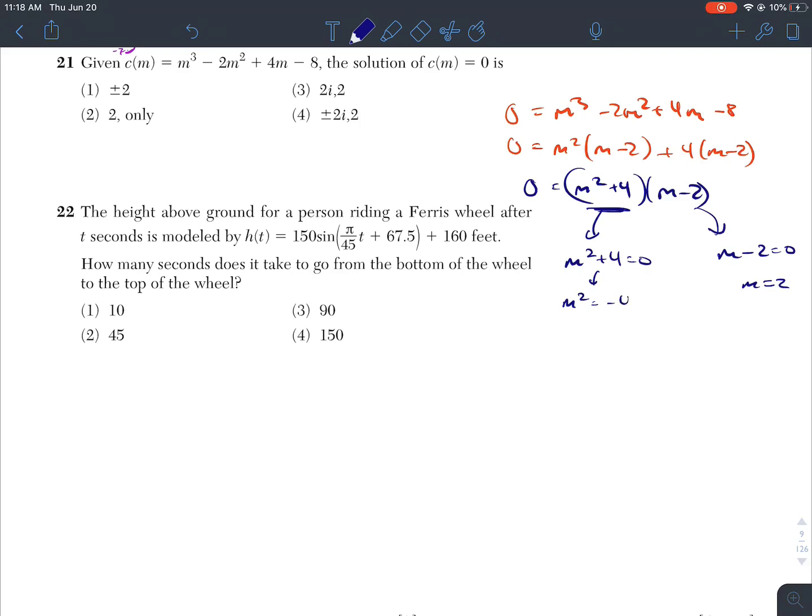Here we subtract 4 on both sides to give us m squared equals negative 4. We take the square root of both sides. M is equal to the square root of a negative, which is i. Square root of 4 is 2. But we get two solutions, so plus or minus 2i. So our solution set is this.